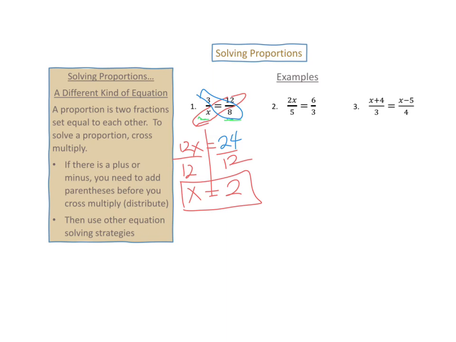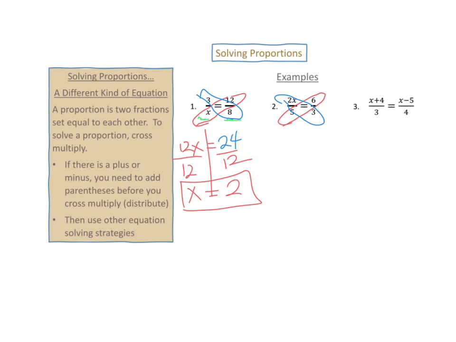2x over 5 equals 6 over 3. Remember, you're going to cross multiply here and here. Turn off the video, see if you can solve it, and then turn it back on and see if I did it right.